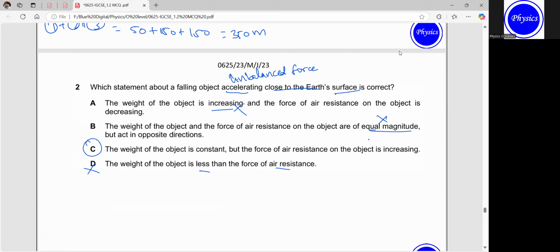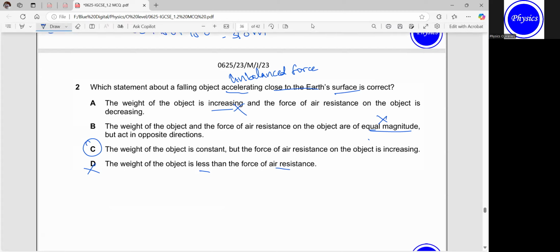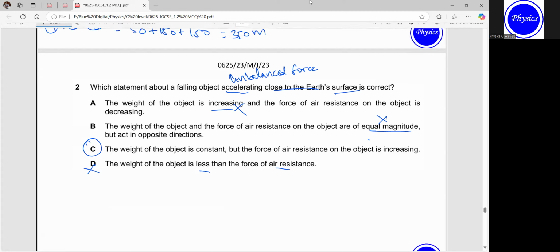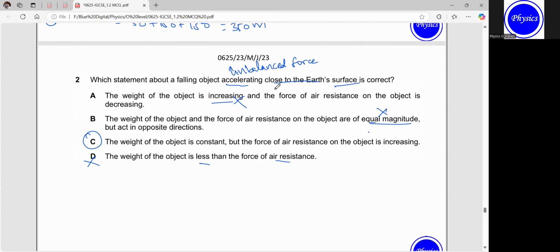The weight of the object is constant, but the force of air resistance on the object is increasing. So there is an unbalanced force. So F net is positive or negative, and based on that, it is accelerating. Okay.